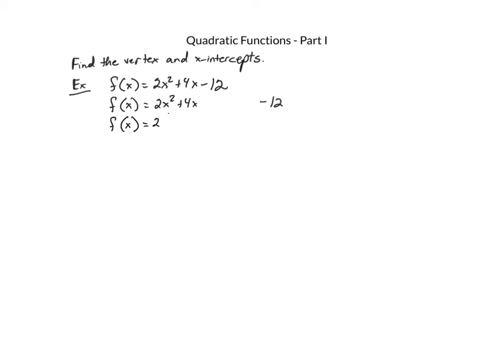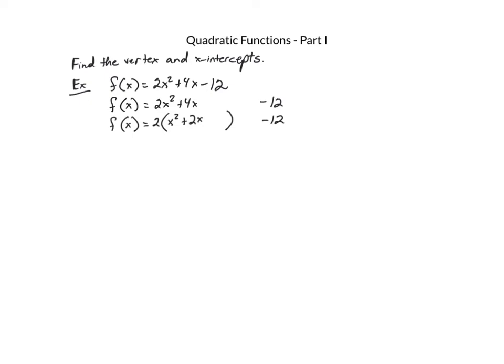I'm factoring out the 2, and then I'll have x squared plus 2x in the parentheses. I'm going to close parentheses, leaving some space, and then I still have the minus 12. So the two equations are still equivalent. I've just factored out 2 from the first two terms.